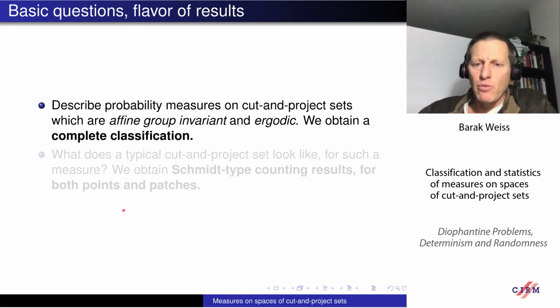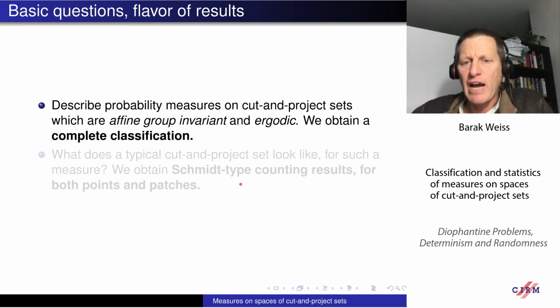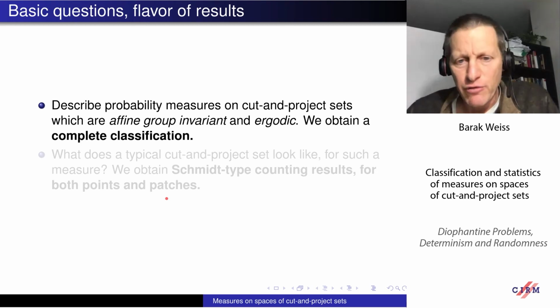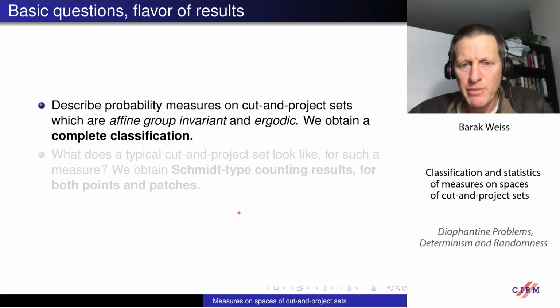So what do I mean by affine group invariant? This is a probability measure, so it's a way of randomly choosing one cut and project set out of a whole collection. And it should have the property that the probability of choosing one particular cut and project set is the same as the probability of choosing its image under an affine transformation. What I mean by the affine group is affine transformations of physical space which preserve volumes. So a semi-direct product composed of translations and linear transformations with determinant 1 or minus 1.